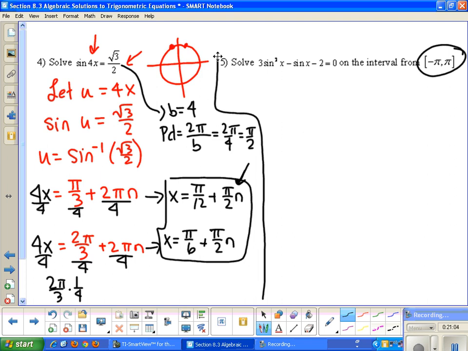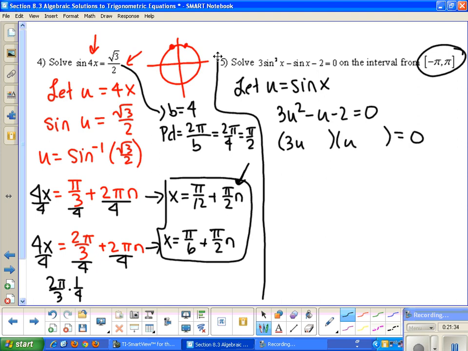So for this one, when I look at this, if I have 3 sine squared x minus sine x minus 2, this tells me I can probably factor that. So I'm going to check. I'm going to let u equal the sine of x to make this easier. So I have 3u squared minus u minus 2 equals 0. So if I have this, I recognize that I can factor this equation. So this factors into 3u, I know this is going to be u, and so then I have to think of my factors. So 3u plus 2 and u minus 1 is going to be equal to 0.